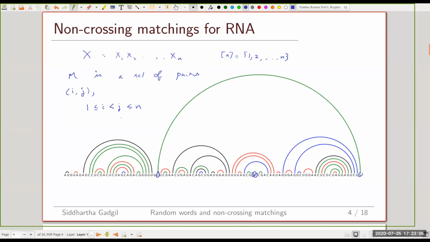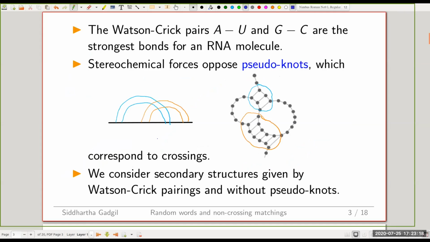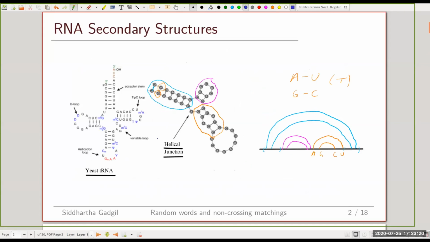So matching is a collection of pairs which tell you what is bonded to what. The picture is arches: the left end of the arch is mapped to the right end of the arch. If I took a bond in the previous picture, it's here, this adenine is matched to uracil. So it's where the bond is, or where the arch begins, that is mapped to the arch's end.